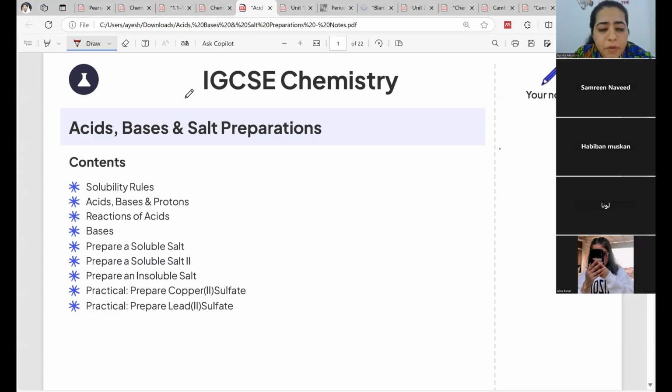Today we are starting acids and bases and how we can prepare some soluble and insoluble salts. To make the salts, first of all, we need some solubility rules to understand. Only then can we make some soluble salts and some insoluble salts as well. Before that, so far we have done acids and bases and their definitions according to the pH values, right? Today we are going to extend this definition about acids and bases, and then we are going to prepare the soluble and insoluble salts.